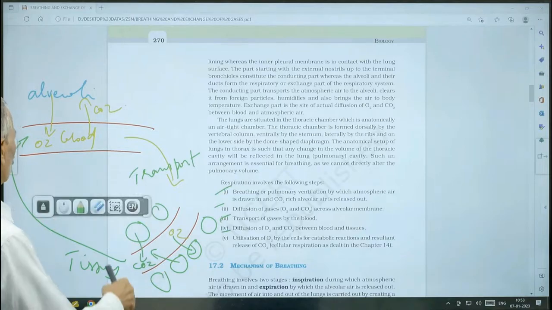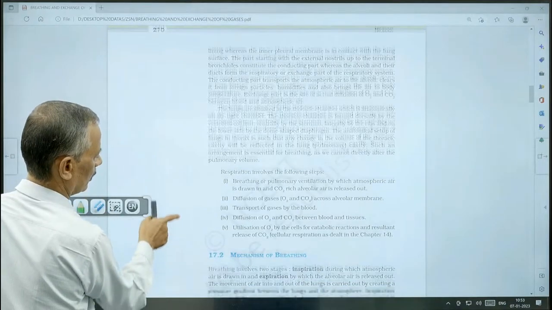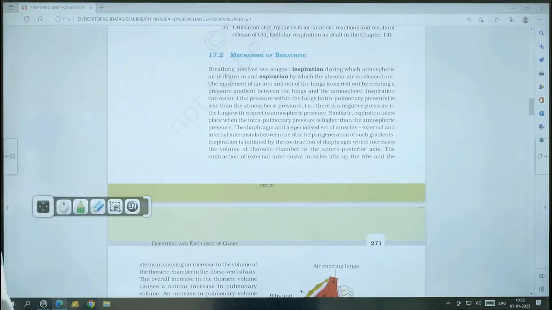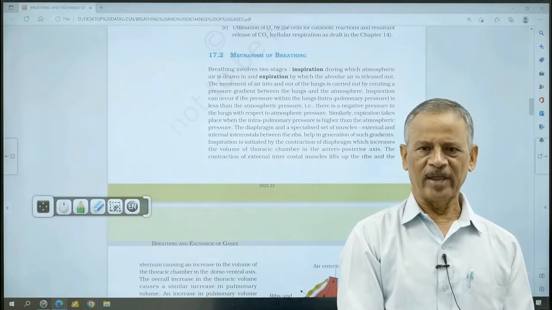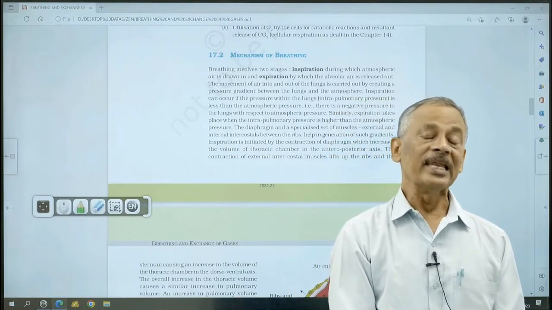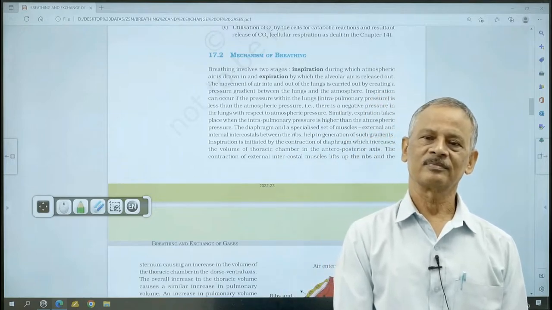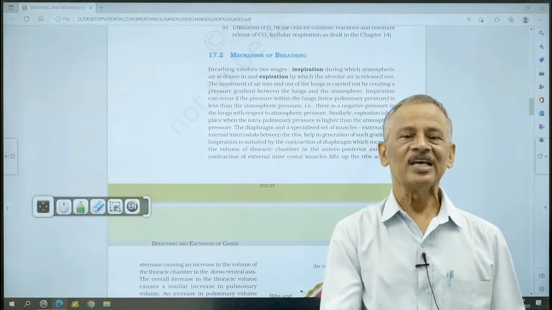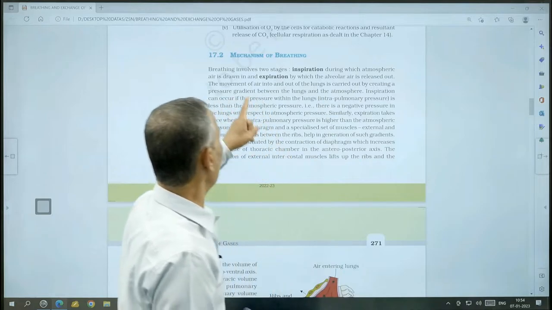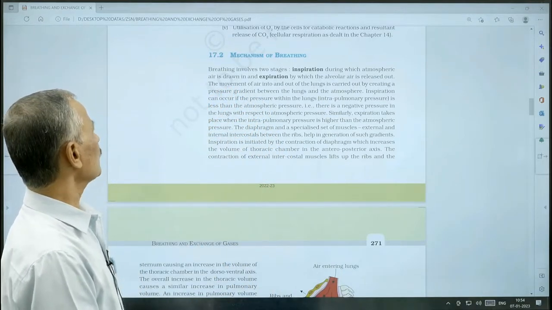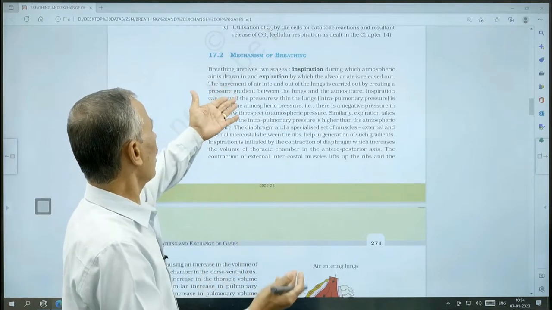Now we go to mechanism of breathing. Breathing is also called external respiration, where there is an exchange of gases between the surrounding and the body fluids. How oxygen is reaching our blood, and from blood how carbon dioxide is sent out. That exchange is called simply breathing. It consists of two processes: taking in of air, that's called inspiration, and giving out is called expiration.